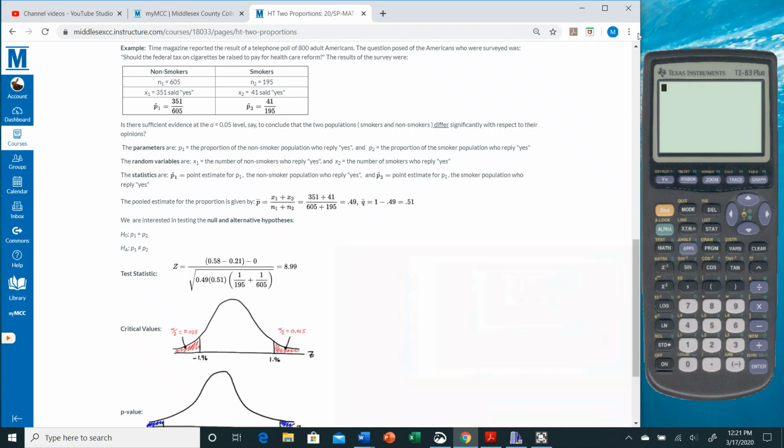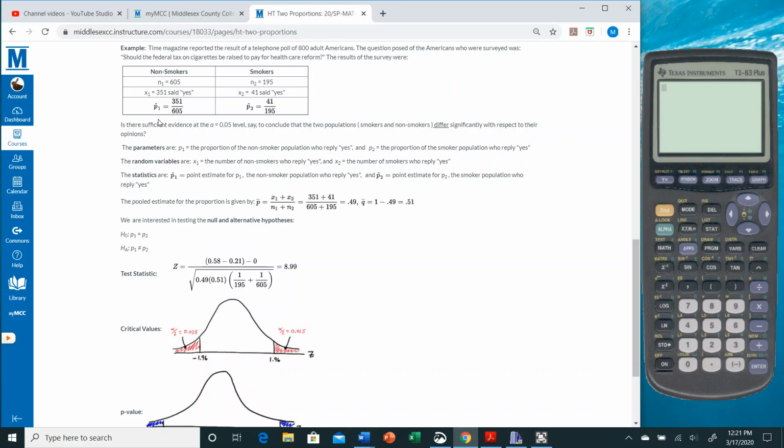Okay, so let's look at how to do this problem on the calculator. This is the problem that involved the survey of 800 Americans. Some were non-smokers, some were smokers. The question they were asked was whether the federal tax on cigarettes should be raised to pay for health care reform. The survey results are here.